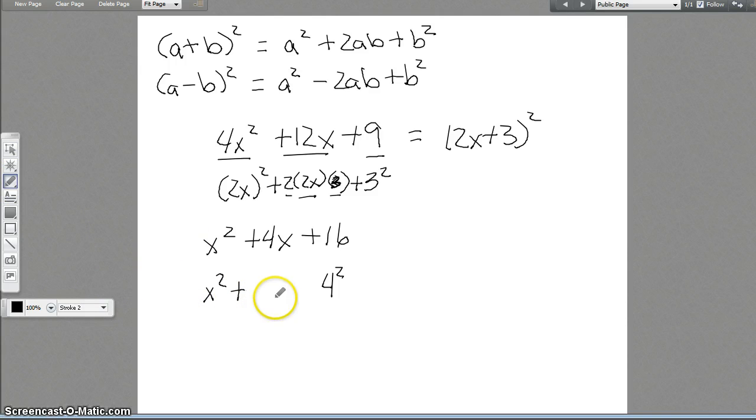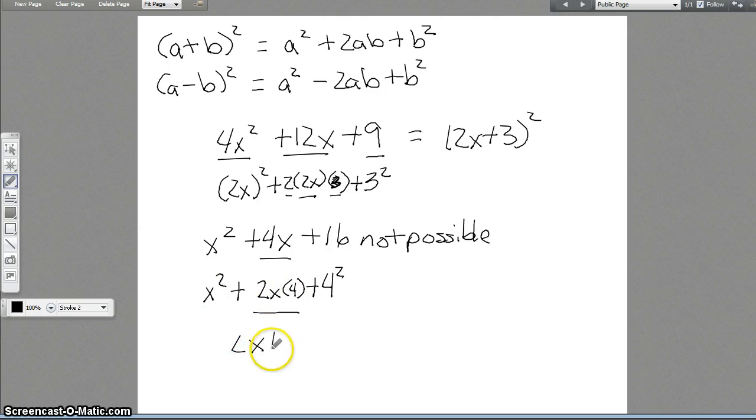If this really is the square of a binomial, we should be able to take double of our first term, which is x, times our last term, which is 4, and fit that right here in the middle. Is 2 times x times 4 equal to 4x? It's not. So that means that x squared plus 4x plus 16 cannot be written as the square of a binomial. It is not possible to write it that way because x plus 4 squared, which is what we would have to get our first and last terms, would give us x squared plus 8x plus 16, not x squared plus 4x plus 16.